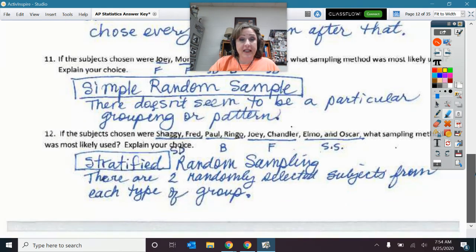And the last one, they picked Shaggy, Fred. Okay, so what this told me is they picked 2 from each of the types of groups. 2 from Scooby Doo, 2 from the Beatles, 2 from Friends, and 2 from Sesame Street. So that was some of you and some of you and some of all of you. So that was stratified. Okay.